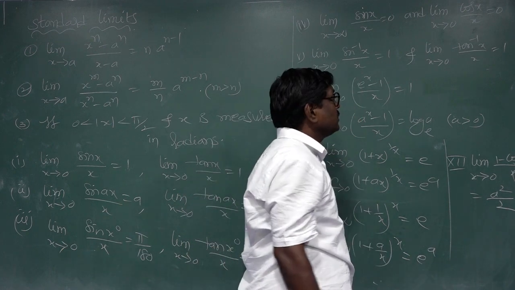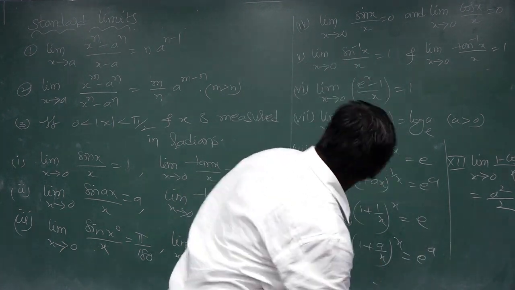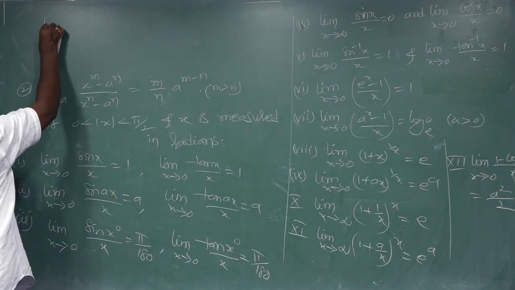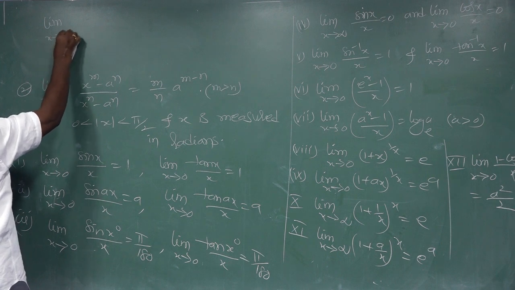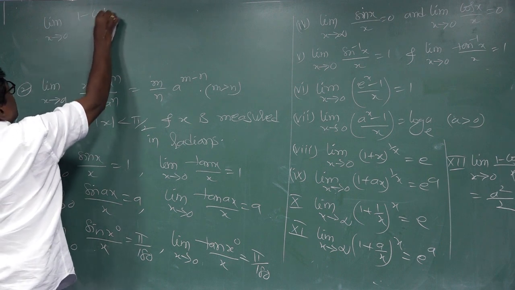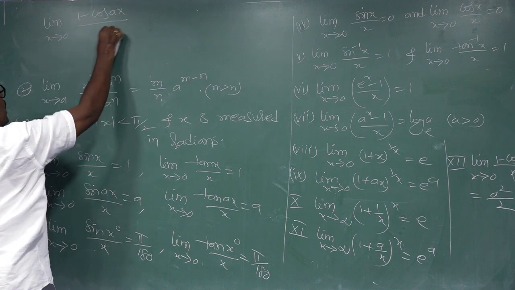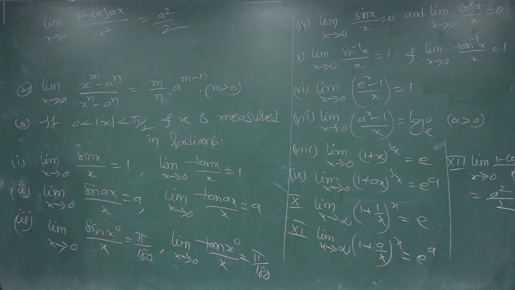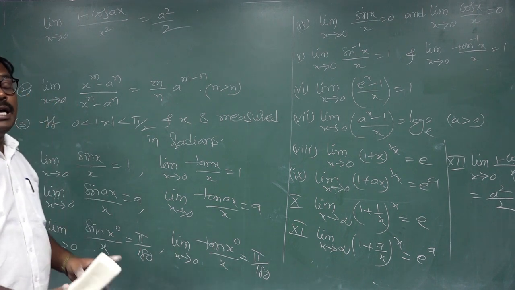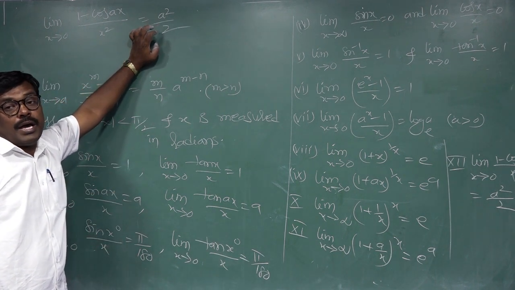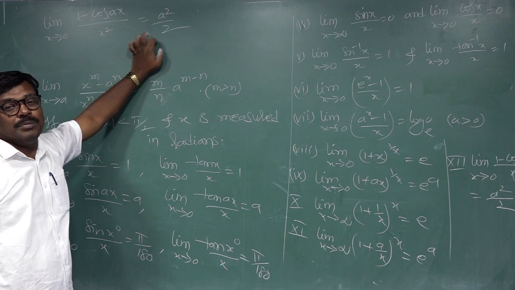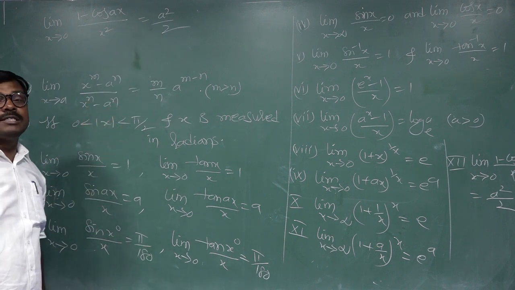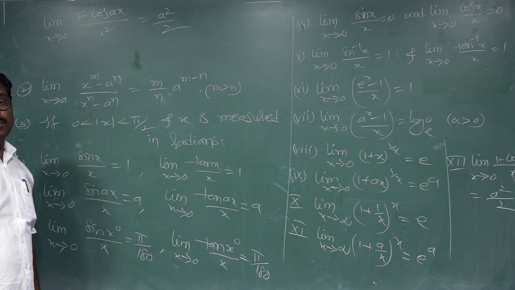The most important formula, the last formula, is limit x tends to 0 1 minus cos of ax by x square equal to a square by 2. Limit x tends to 0 1 minus cos ax by x square equal to a square by 2. This is used in the first problem of the exercise. This is a shortcut formula.